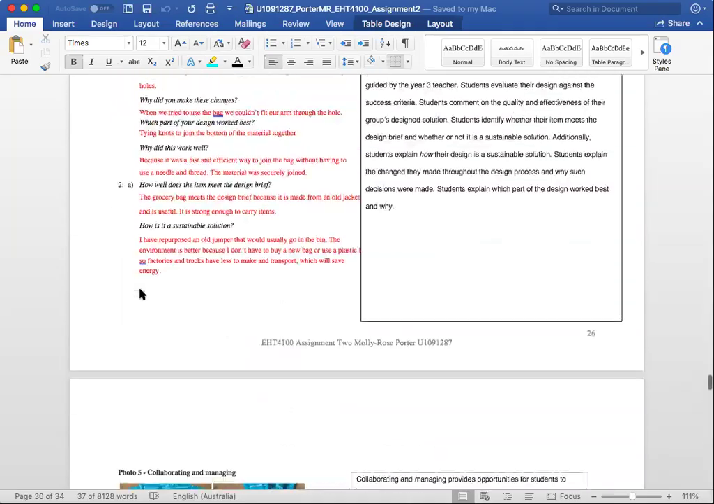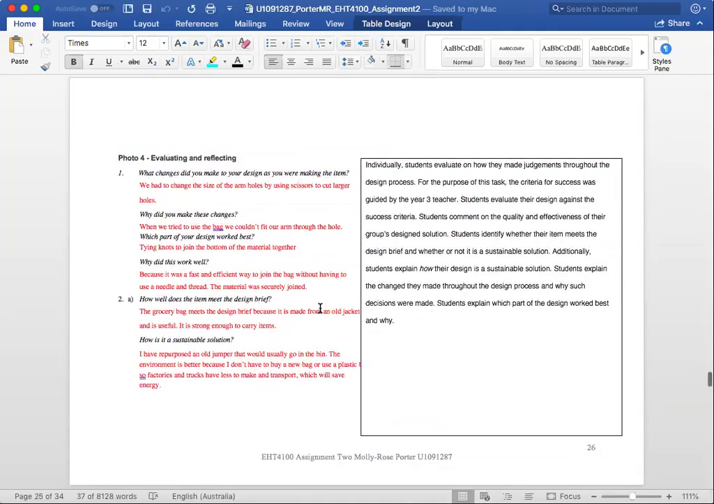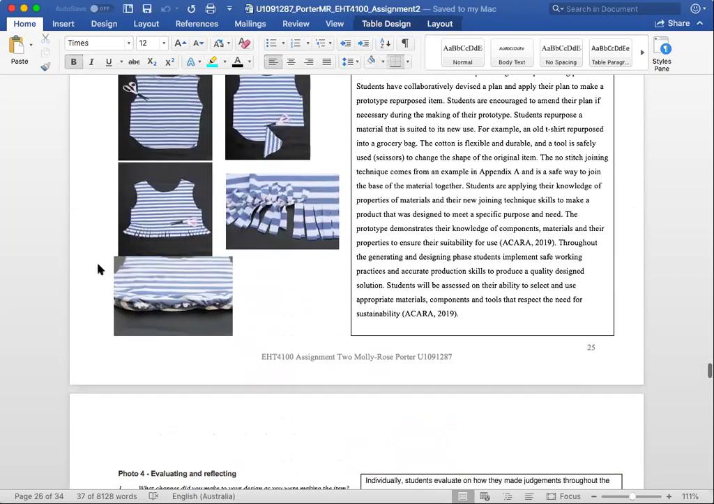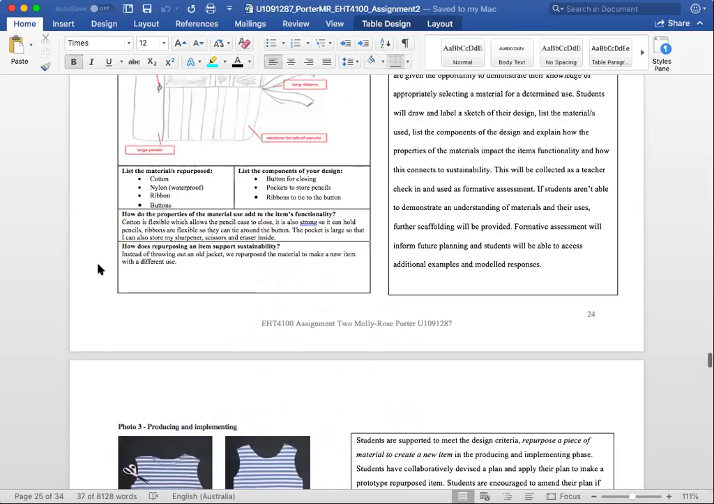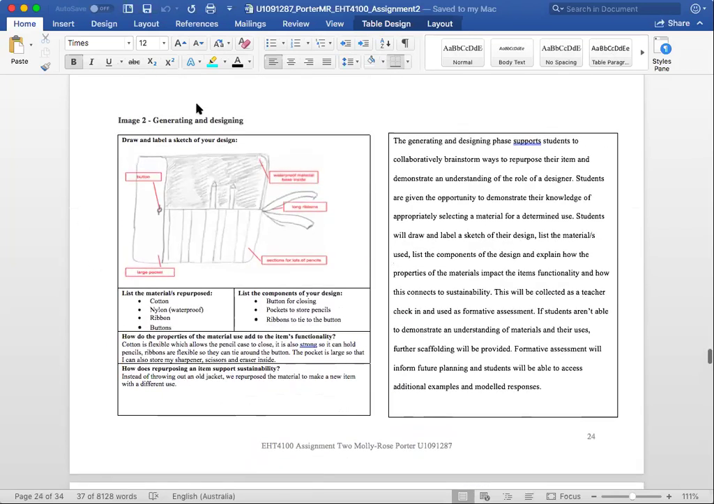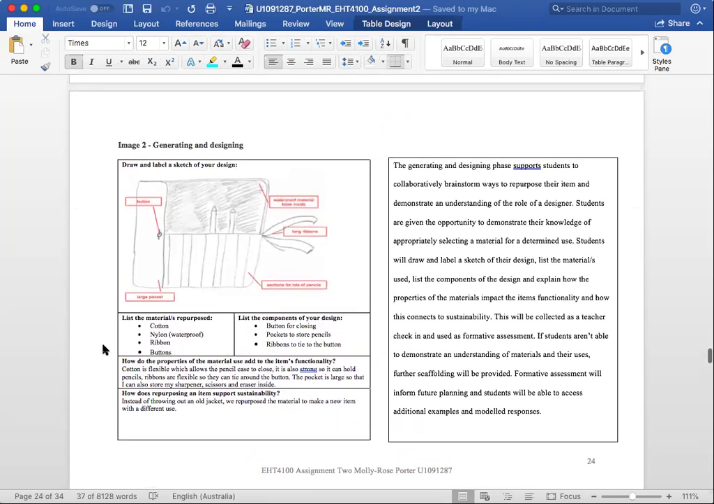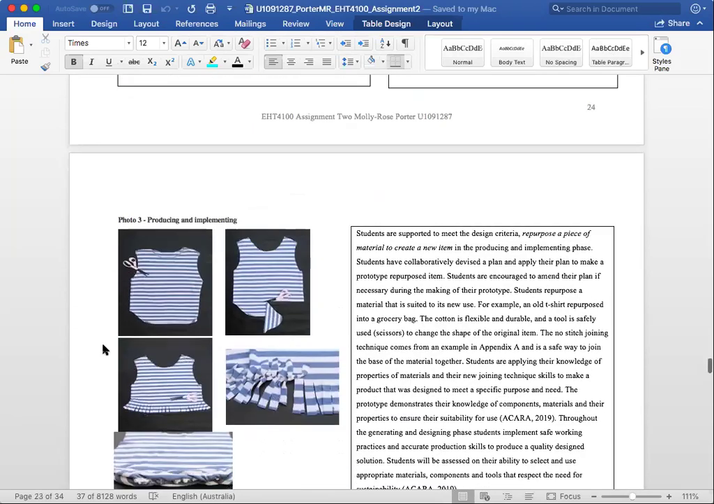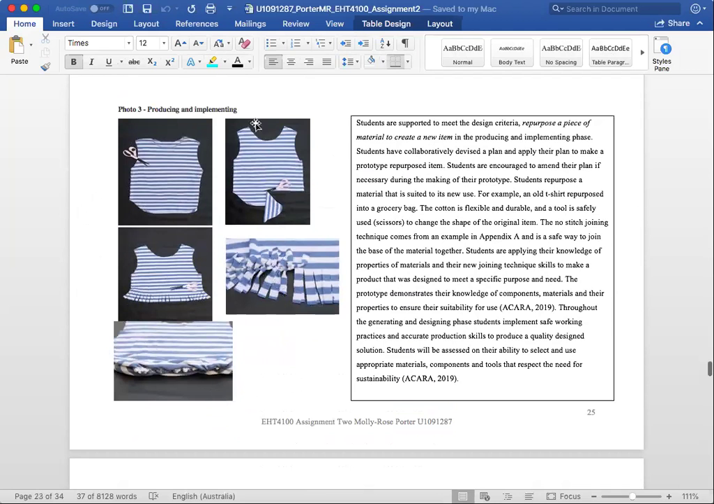Students also evaluate and reflect on their design process. They draw and label a sketch of their design and discuss the item's functionality and how repurposing their item supports sustainability. They create their design product.